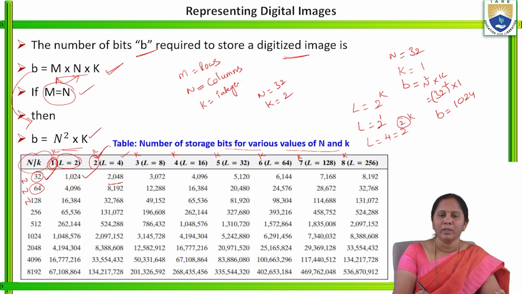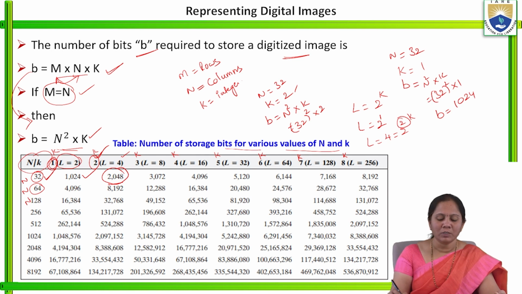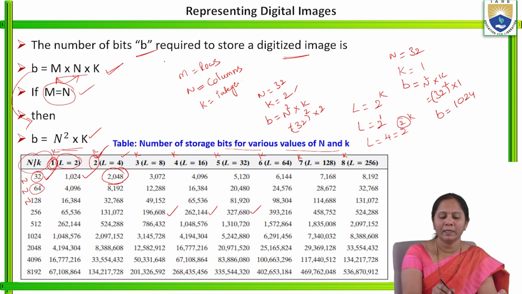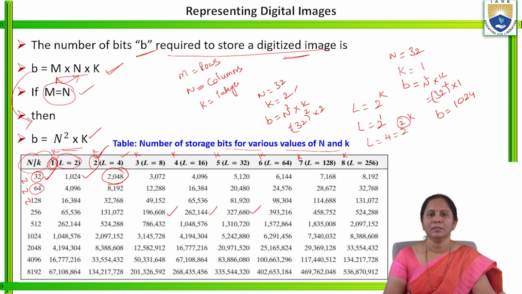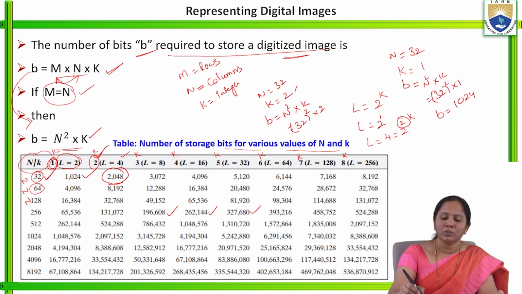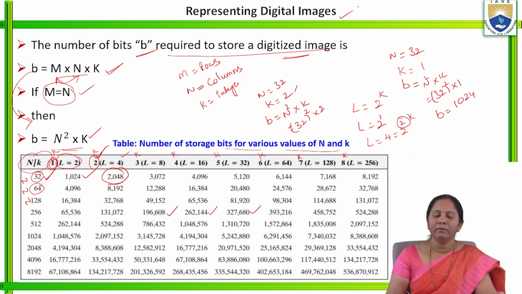Now, if you want to calculate the number of bits required to store that image, it can be written as n square into k. So here n is 32 whole square into k, which is 2, and the value of b will be equal to 2048. Similarly we can check for different values of n and k and calculate the number of bits required to store the digital image. So in this topic we have learned different ways to represent digital images.